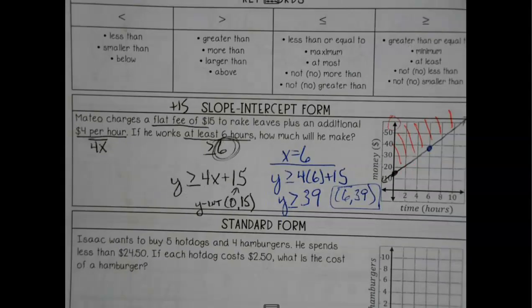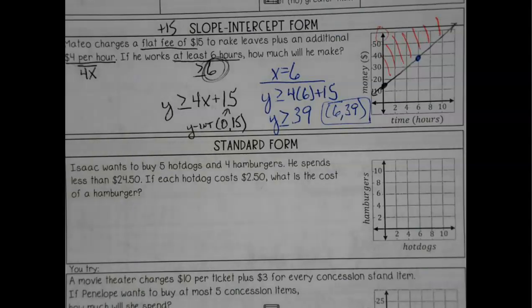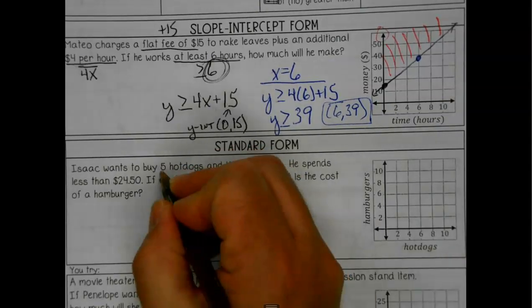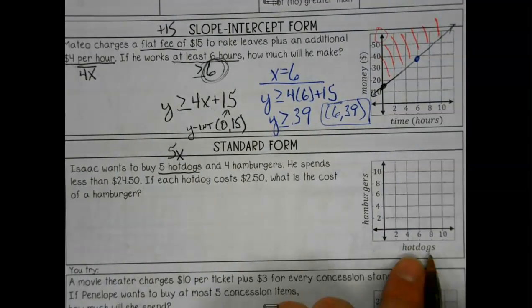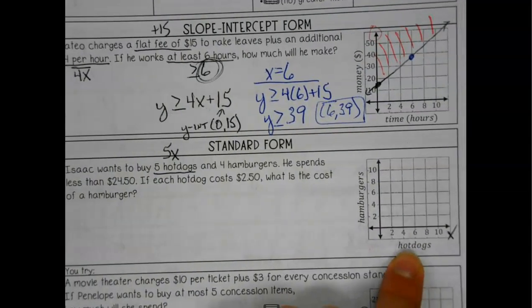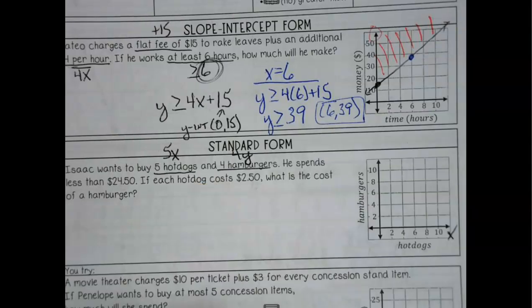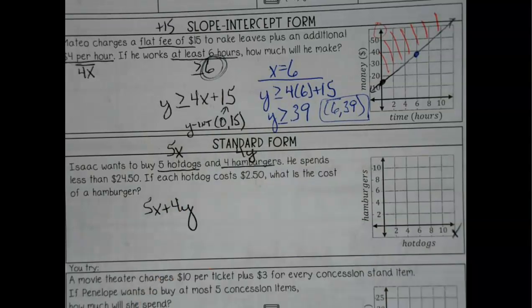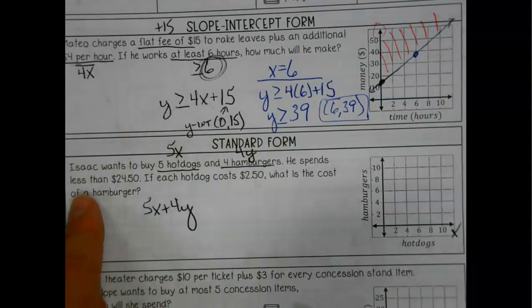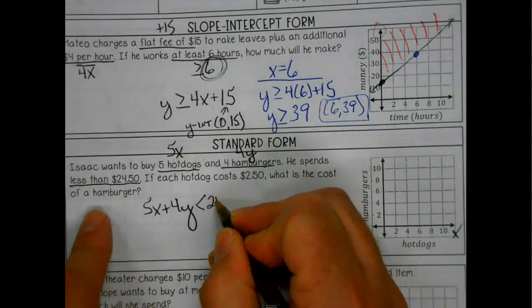So for instance, let's play with another, because this is kind of weird. Isaac wants to buy 5 hot dogs and 4 hamburgers. Okay, we got 2 variables here. I'm going to call my hot dogs X, because we have an XY, and I also see here the hot dogs are on the X-axis. That might help me a little bit too. And 4 hamburgers, the hamburgers are my Y-axis. So we're buying 5 hot dogs and 4 hamburgers. Okay. He spends less than $24.50. So not less than or equal to.